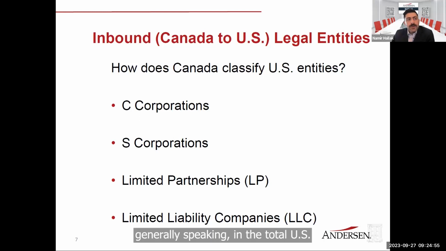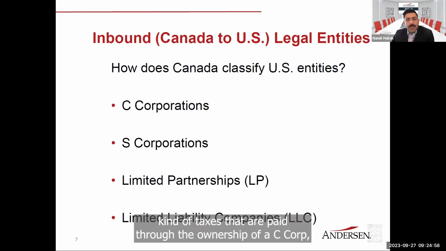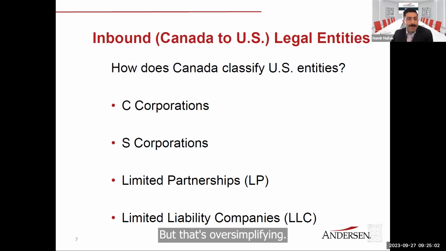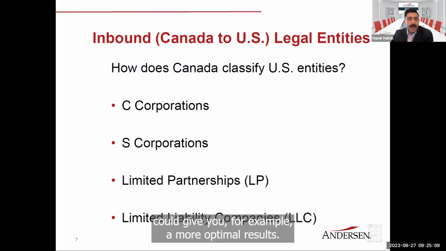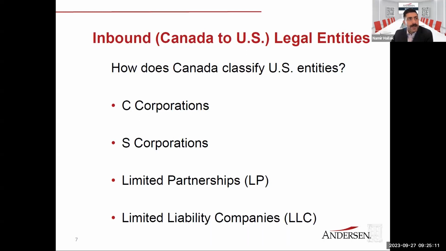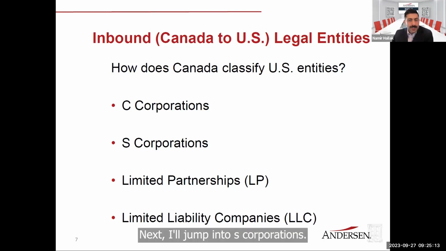Generally speaking, the total US-Canada taxes paid through the ownership of a C Corp would be more than through a flow-through entity, but that's oversimplifying. And again, there are a lot of drivers to consider for why ownership of a corporation could give you, for example, a more optimal result. Next, I'll jump into S corporations.